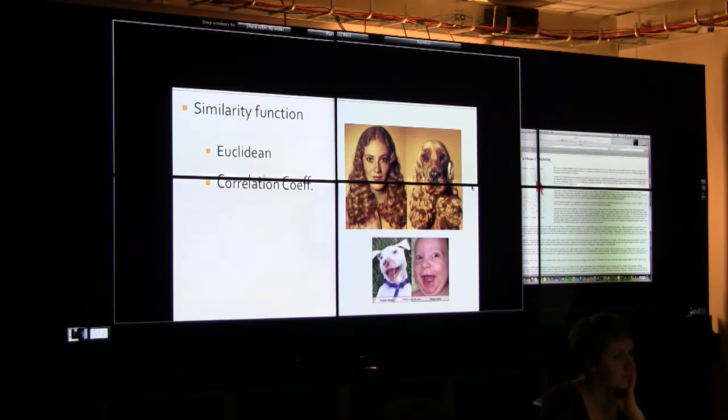Does a similarity function in general need to satisfy some properties? He's talking about the properties of the distance function. Does it need to be a distance in the first place, like with the three properties?